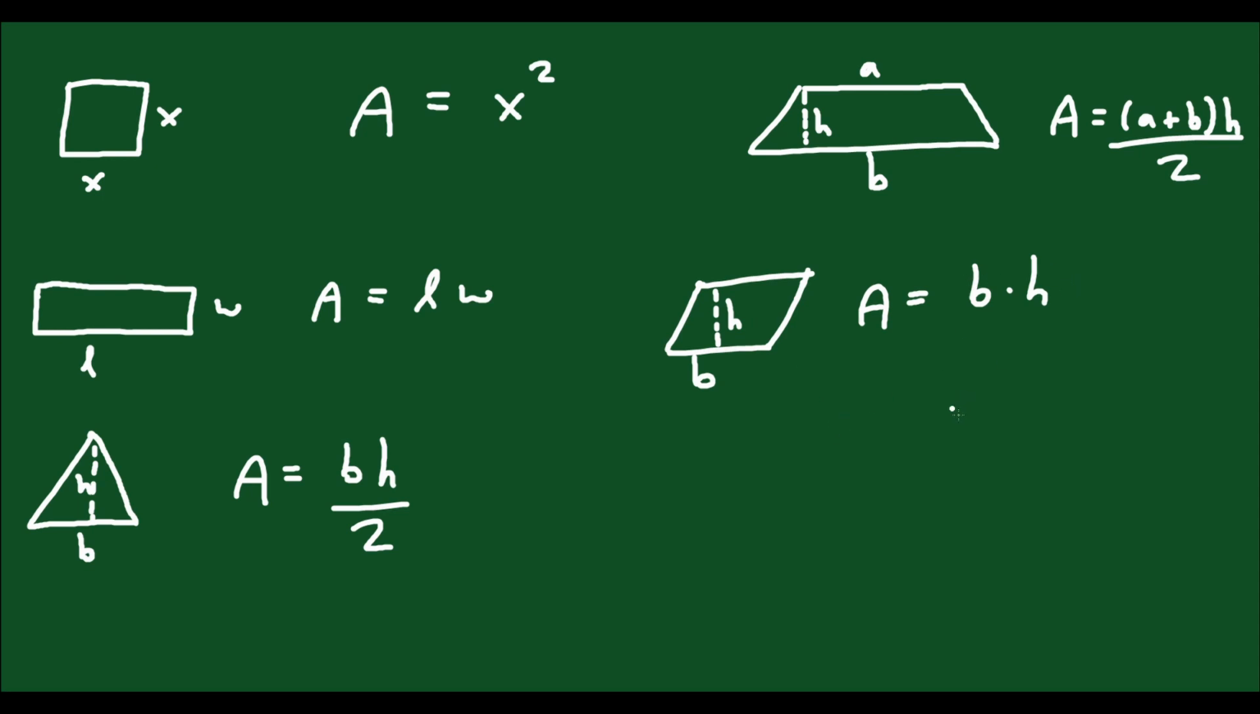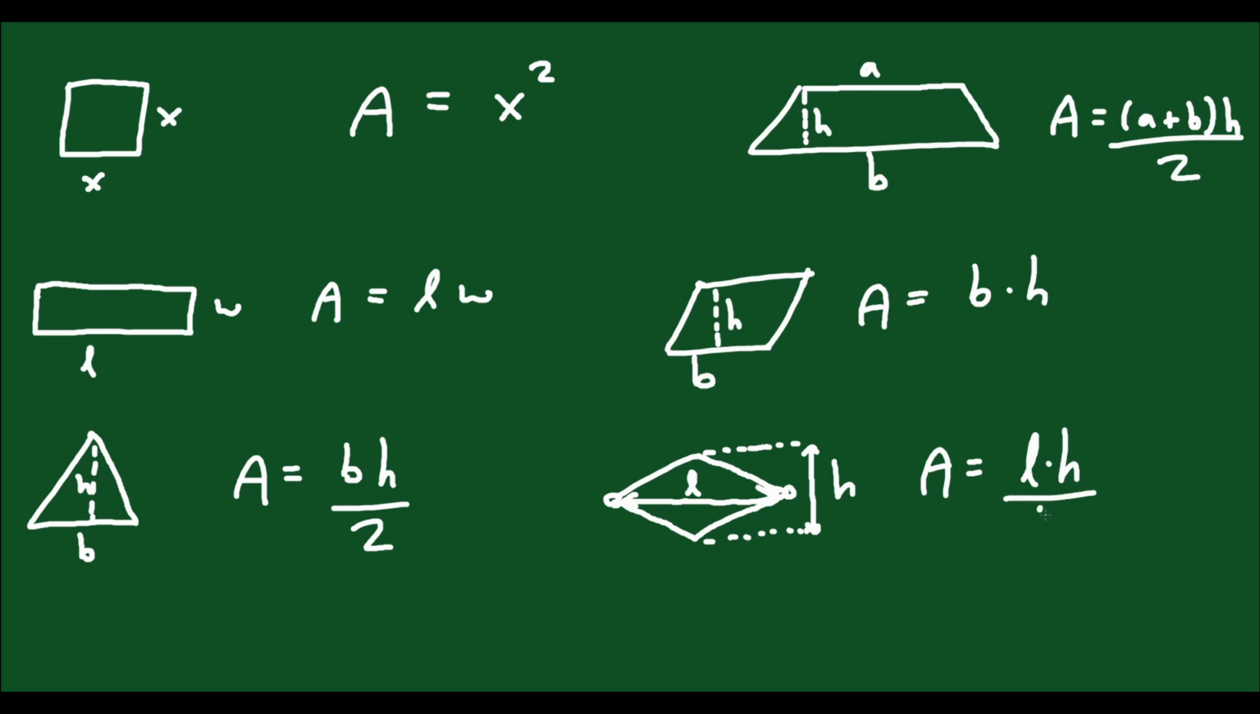So base times height. What about a rhombus? What is a rhombus? A rhombus is something that looks like this. You might have heard it called a diamond when you were younger, but basically you have a height. So from that top peak to the bottom, just like that, that's your height. And you also have the length. So from here all the way across to there, so from one point to the other, that would be your length. The area of a rhombus is length times height divided by 2.